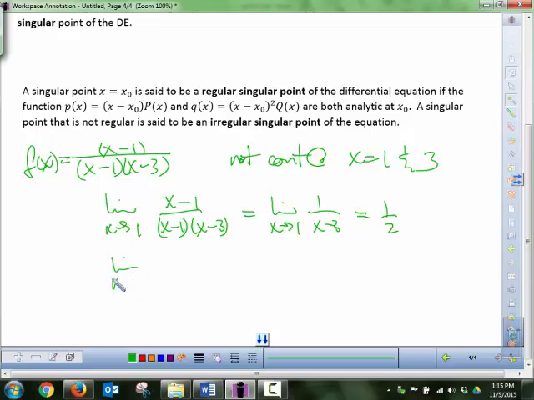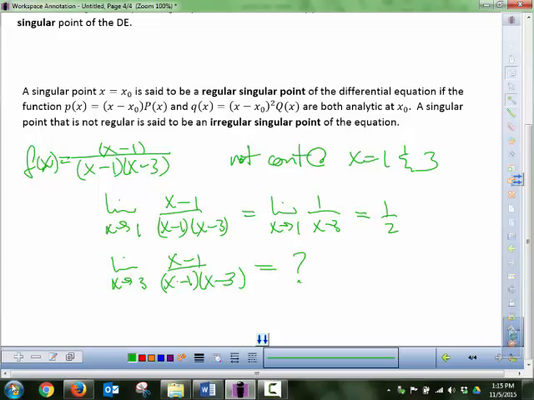Whereas this limit, when this function goes to 3, just say it's undefined, does not exist, because you'll get a 0 in the denominator. It'll go off to infinity. It'll actually go off to infinity on one side and off to infinity on the other side. So I wouldn't even say positive or negative infinity here because it splits up.